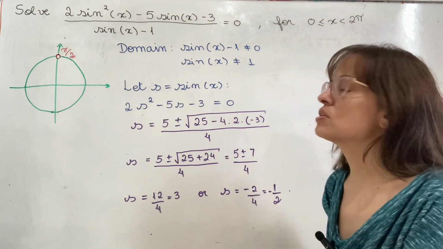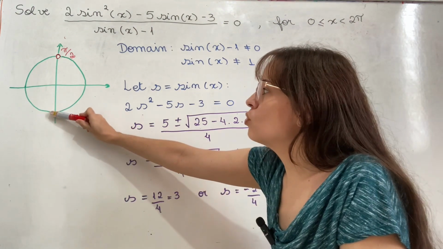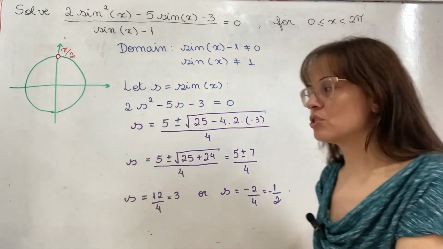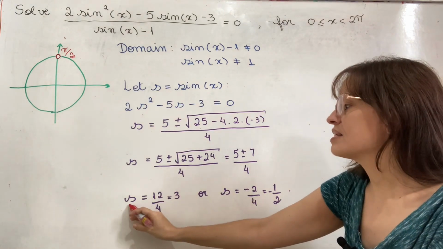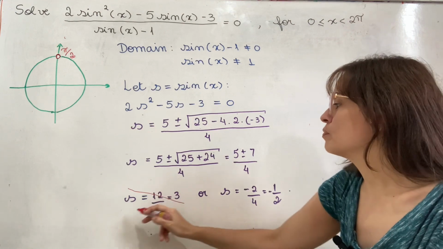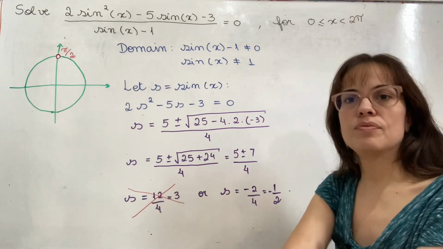Go back to the unit circle. It can only go from -1 to 1. Those are the possible values of sine. So right here, sine of x equals 3. That is an impossible solution. We don't want this one over here.